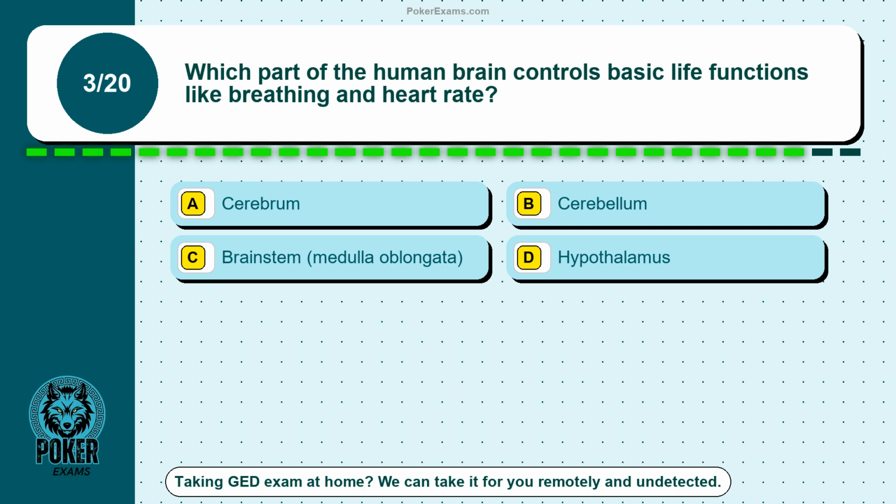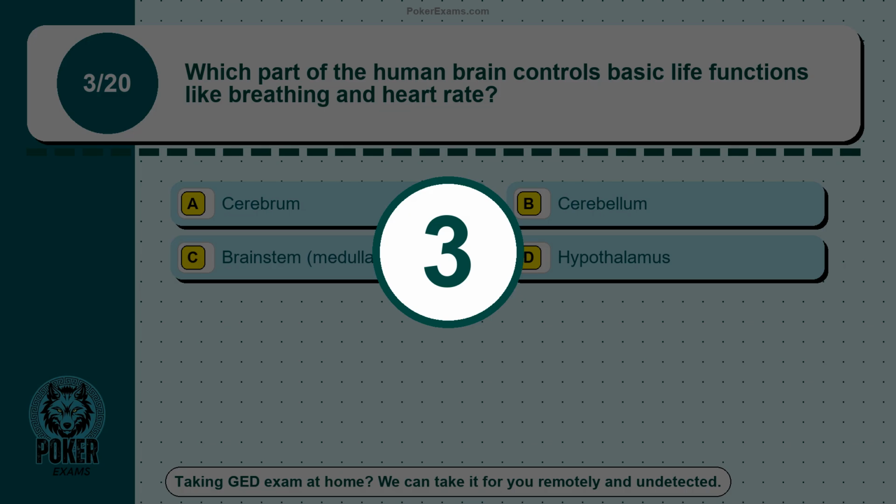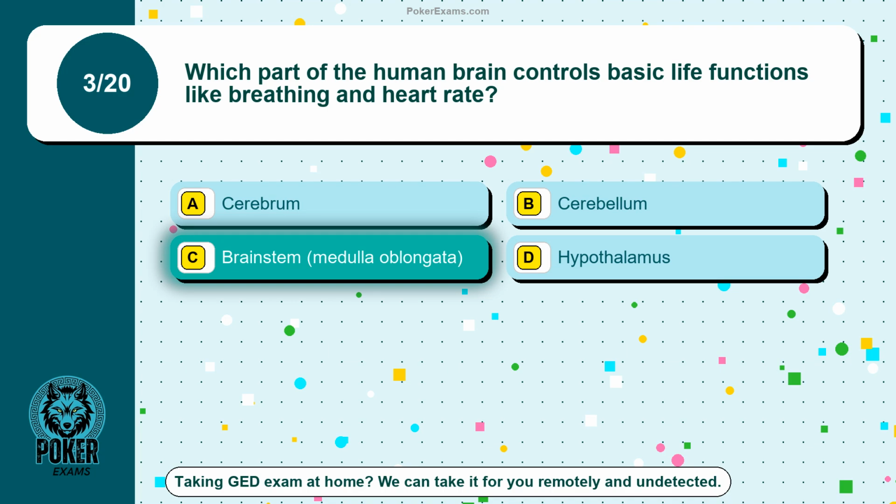Question 3. Which part of the human brain controls basic life functions like breathing and heart rate? Option A, cerebrum. Option B, cerebellum. Option C, brainstem, medulla oblongata. Option D, hypothalamus. The correct answer is option C.